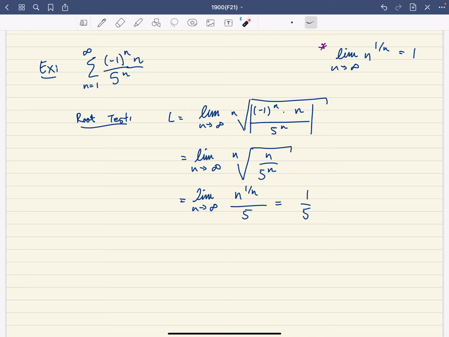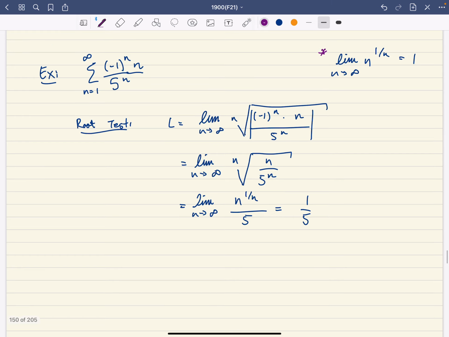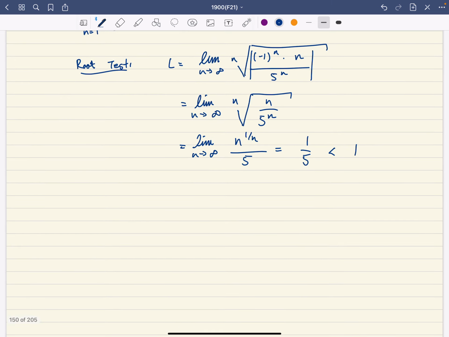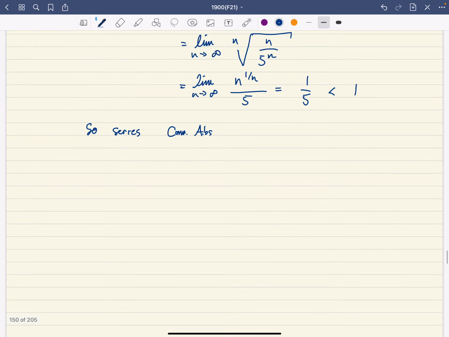You could have also done the ratio test, and I'll leave it to you to do the ratio test, but it turns out that the limit you're going to get is also 1/5. And so your conclusion will be the same. If this limit is 1/5, that's less than 1, and therefore the series converges absolutely. So we got absolute convergence. Not much more to say there.